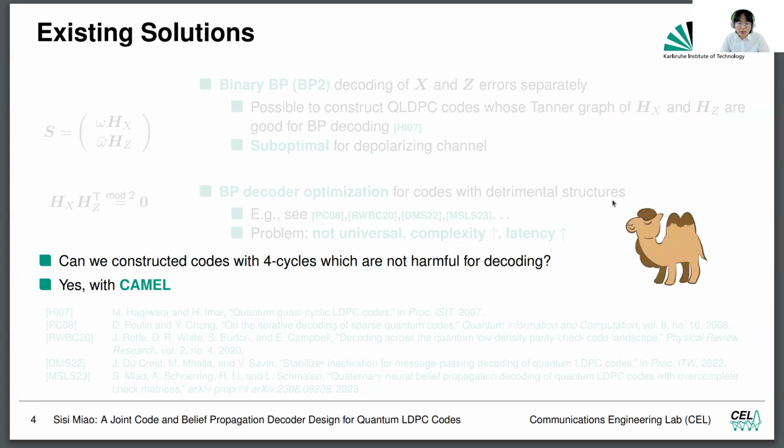Okay, then we want to ask this question: if we cannot really improve when we just arbitrarily construct codes, which have harmful structures for decoding, by just working on the decoding side, can we go to the beginning and consider the code construction, and construct some codes with 4-cycles, but where the 4-cycles are not harmful for decoding, or we know an optimal way to remove them? And the answer is yes, and it is with Camel that we have proposed in this work. We still haven't explained what Camel is, but very shortly you will see.